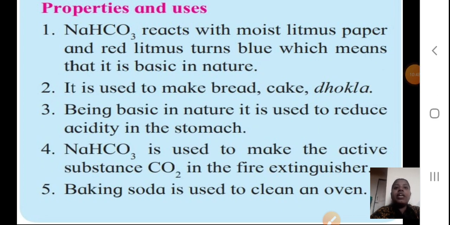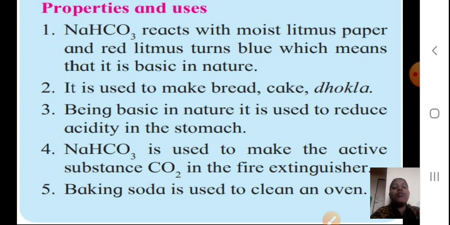First property, NaHCO3 reacts with moist litmus paper, and red litmus turns blue, which means that it is basic in nature. So this salt is basic in nature. Students, it is used to make bread, cake, dhokla. Being basic in nature, it is used to reduce acidity in the stomach.